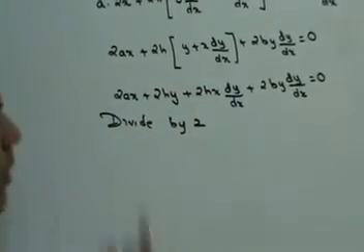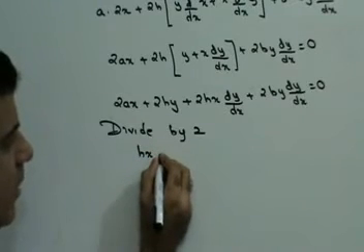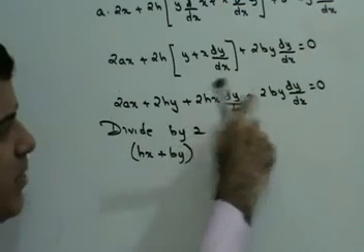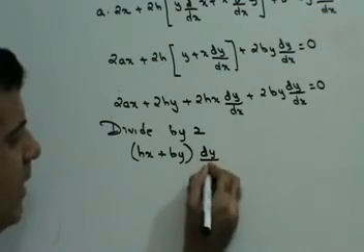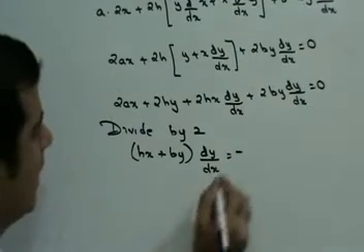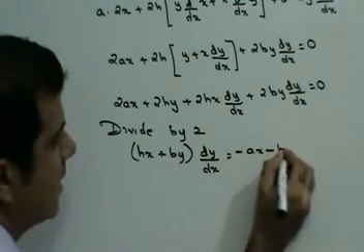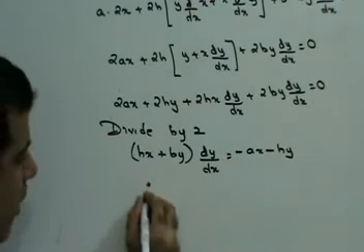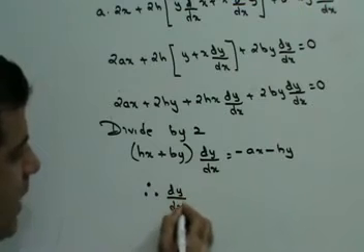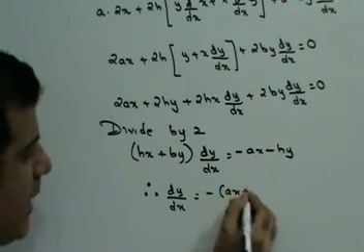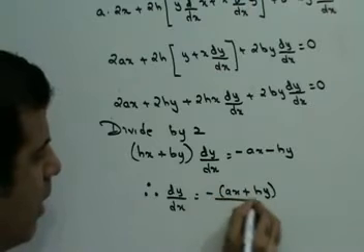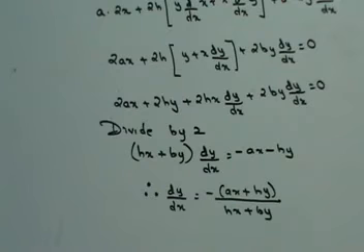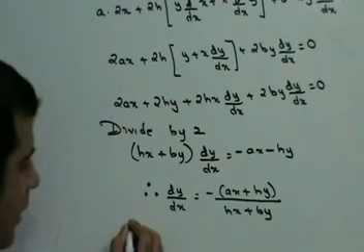All the 2 goes. Now I am going to keep the dy by dx terms on one side. So hx plus by between the third and the fourth term, hx plus by, dy by dx common, is equal to minus ax minus hy. Right? Now, so therefore I could say that dy by dx, minus sign common, is ax plus hy upon hx plus by. Right? Now, let's look at equation 1.